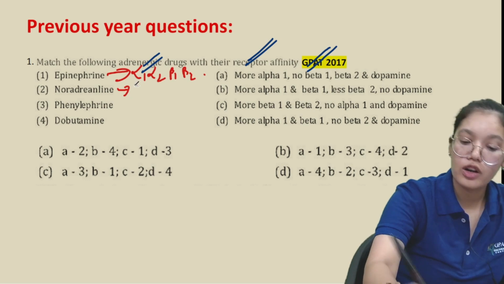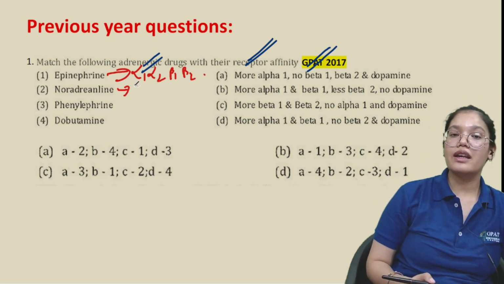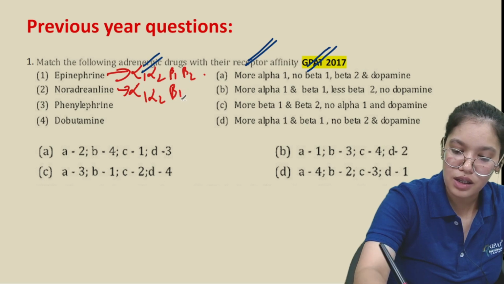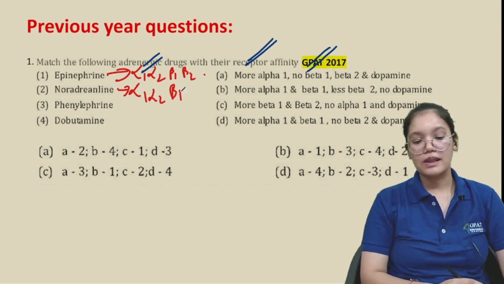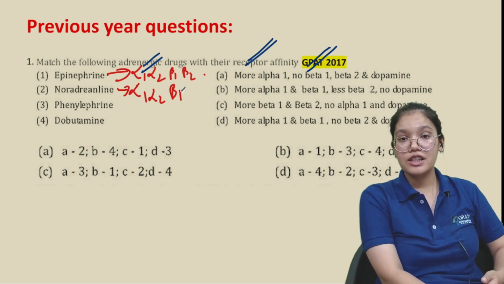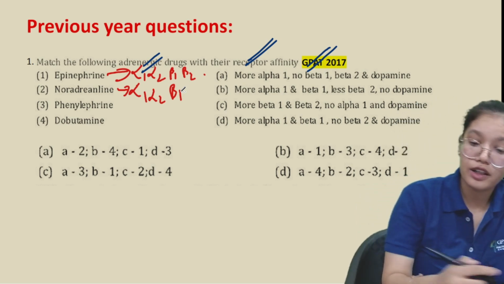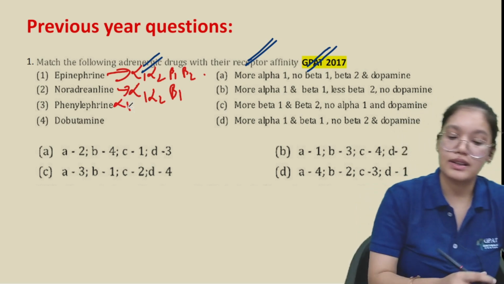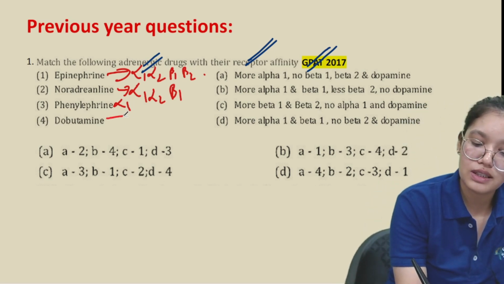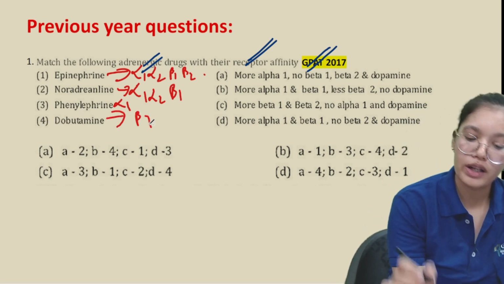Noradrenaline or norepinephrine has the affinity for alpha 1, alpha 2 and beta 1, not beta 2. Then we have phenylephrine. Now phenylephrine is a selective drug, selective for the alpha 1 receptor. Then we have dobutamine. Dobutamine is also a selective one, for the beta 1 receptor.